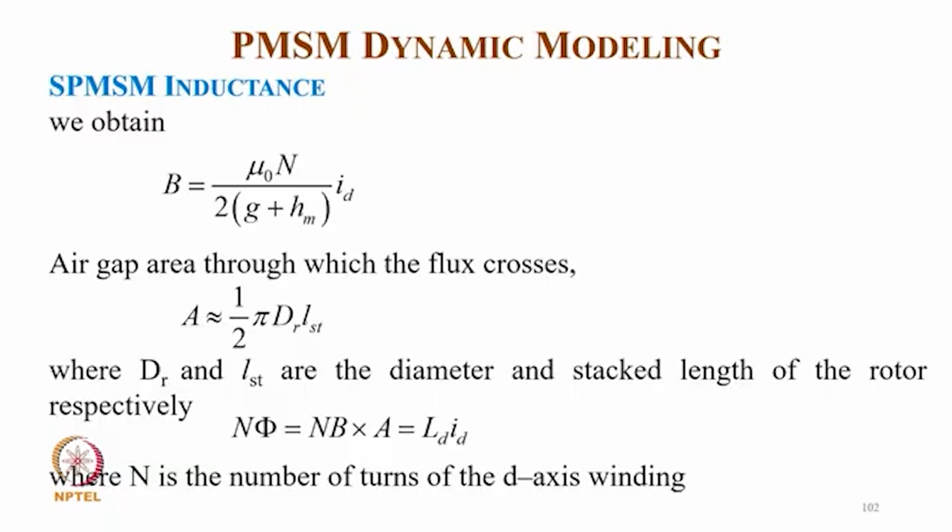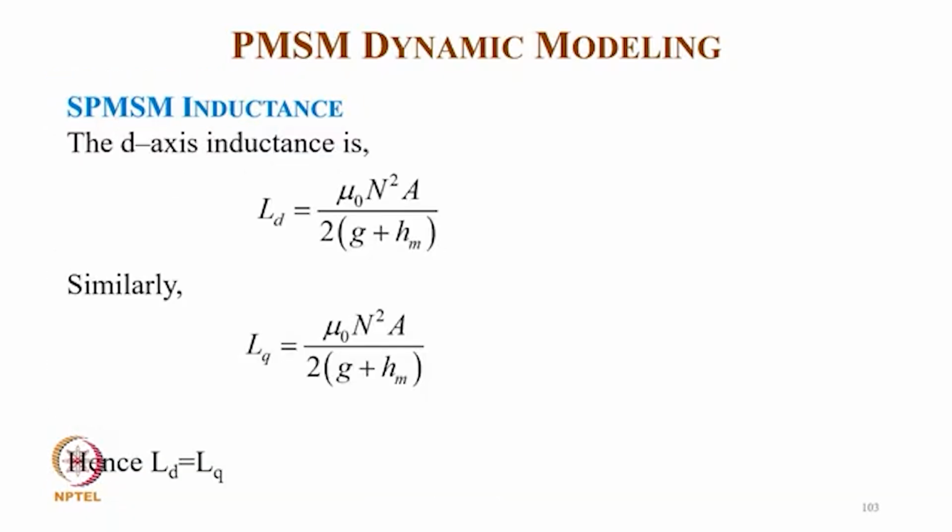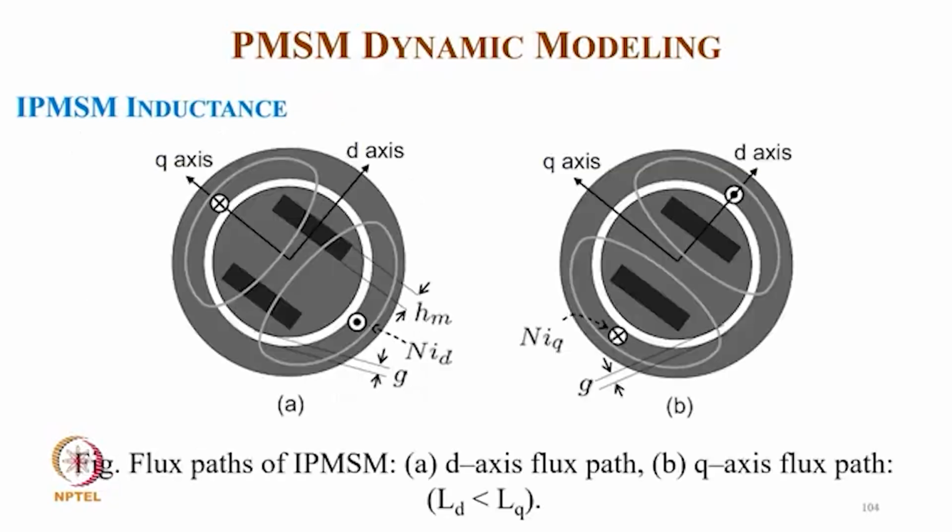Then flux φ equals N B A, giving L_D i_d, where N is the number of turns of the D axis winding, and the D axis inductance L_D is equal to μ_0 N² A upon 2(g + h_M). Similarly L_Q is μ_0 N² A upon 2(g + h_M), and so L_D equals L_Q.